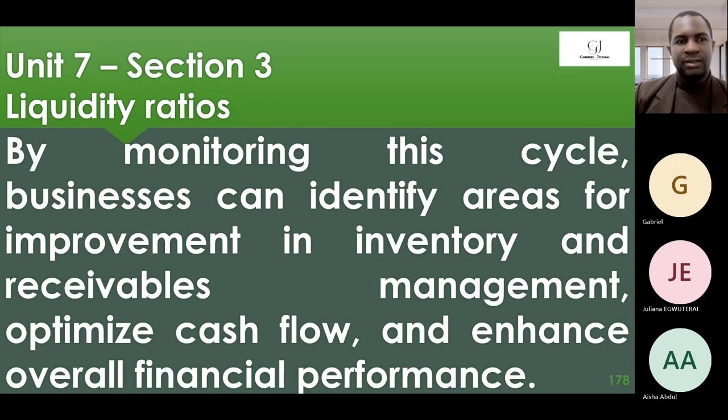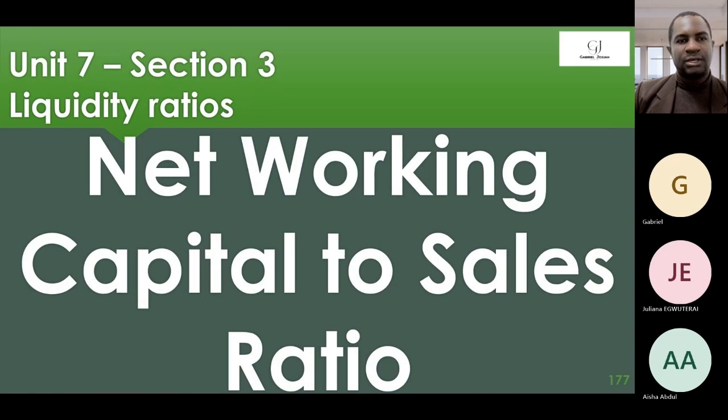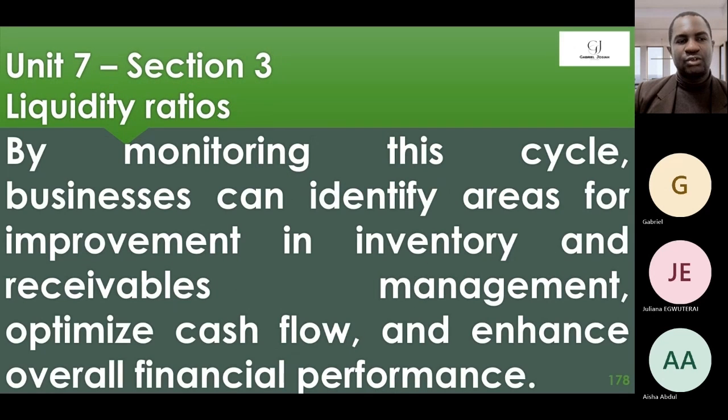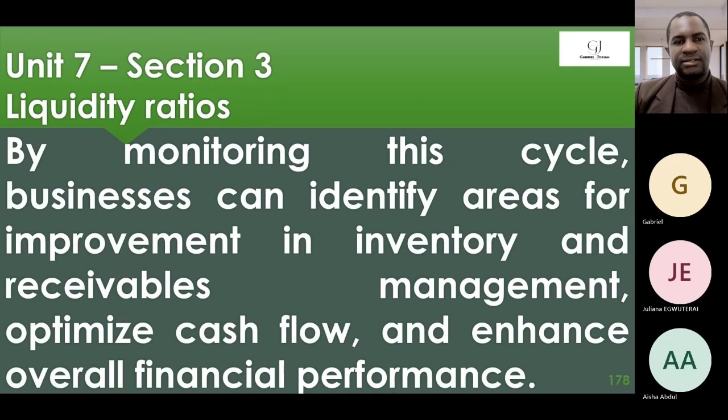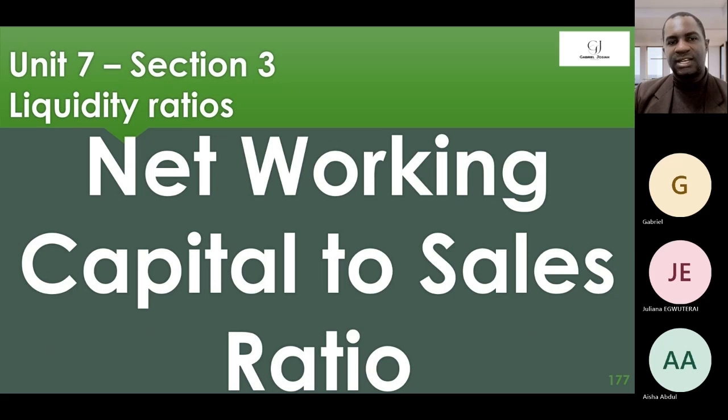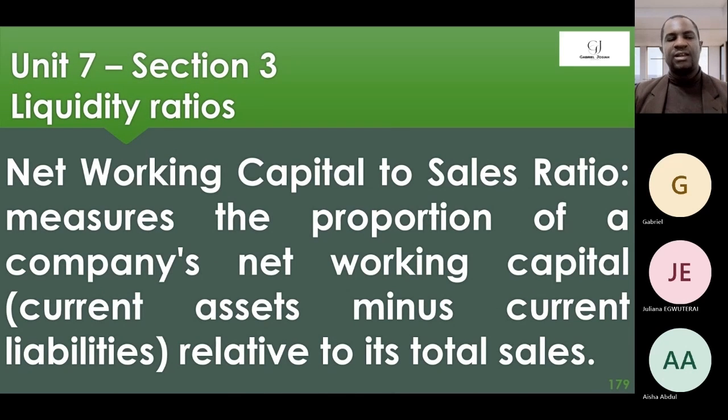So this is for cash operating cycle. This slide is supposed to be before this. All right, so by monitoring this cycle, businesses can identify areas for improving in inventory, receivables, and also trade payables. So this slide is supposed to come before this net working capital to sales. All right, it's fine. So let's look at net working capital to sales ratio very quickly.